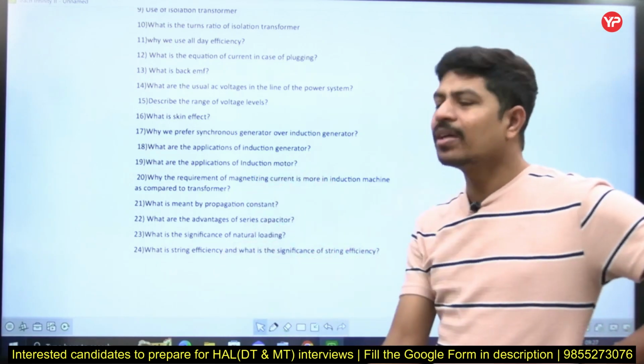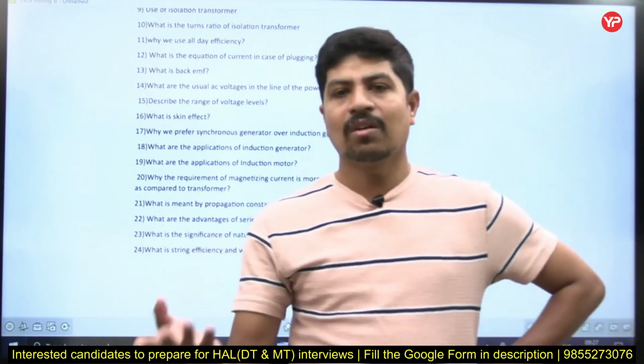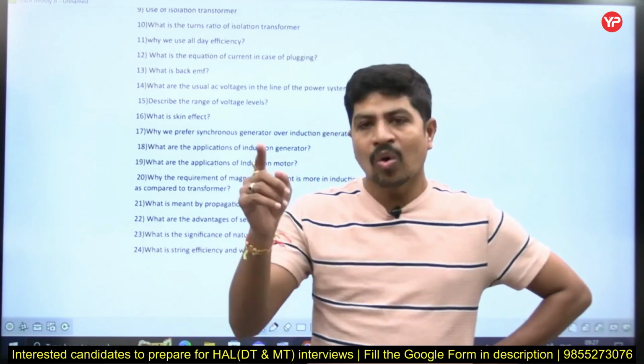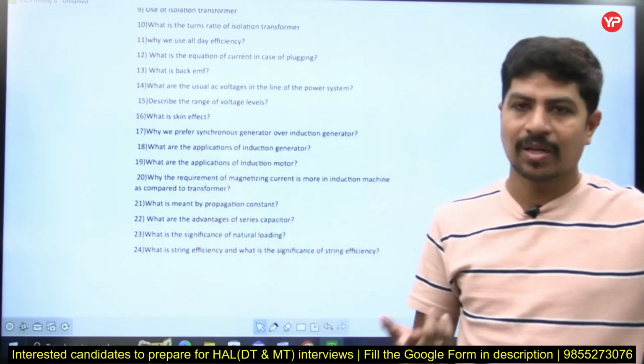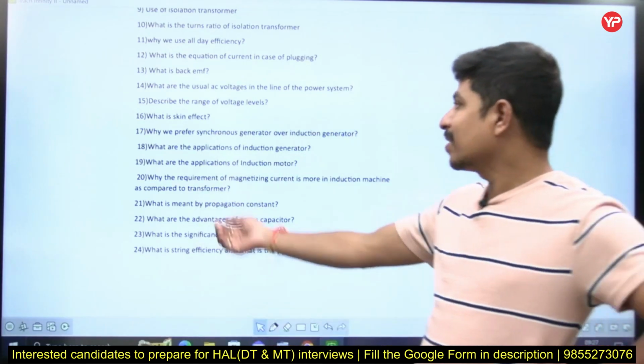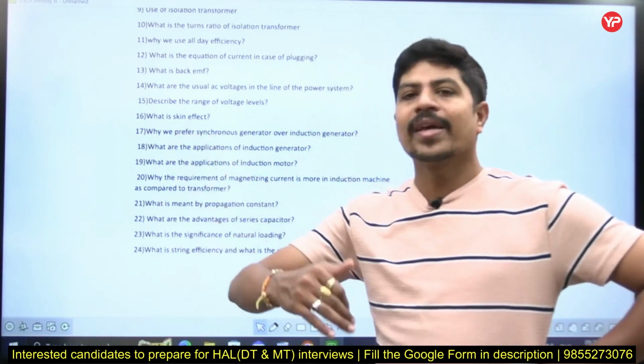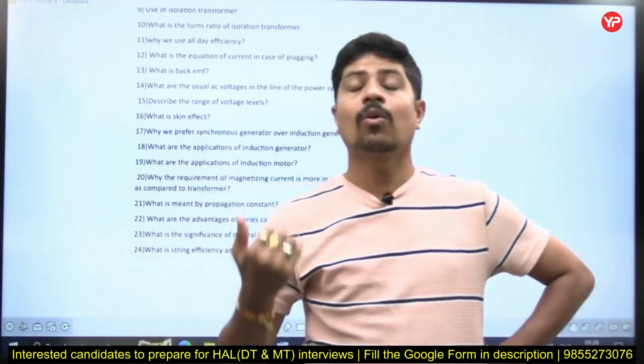What is skin effect? Very simple. Most of the alternating current is concentrating only on the surface of the conductor. That particular effect is called skin effect. If you answer this question the correct way, then they may extend the question: what are the causes of skin effect, how to reduce the skin effect.